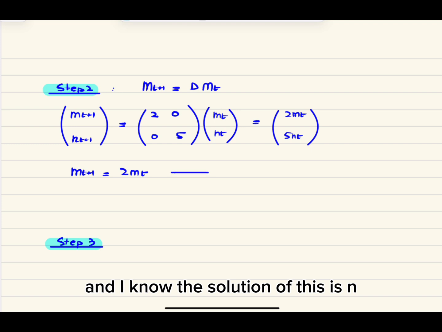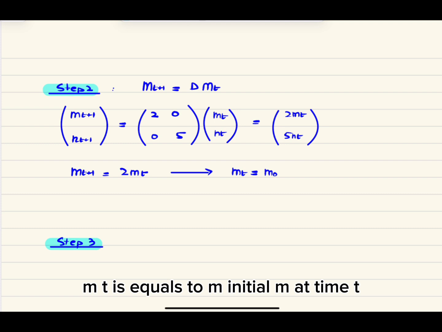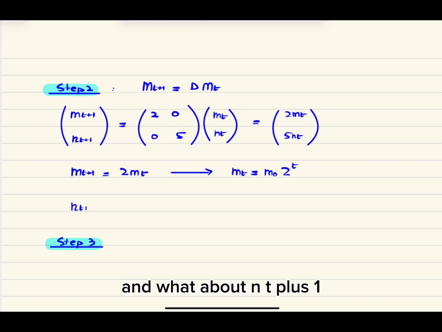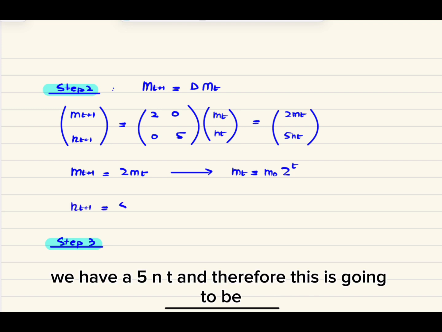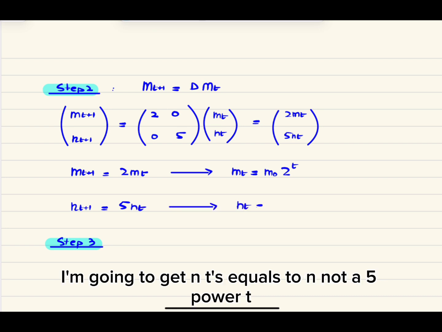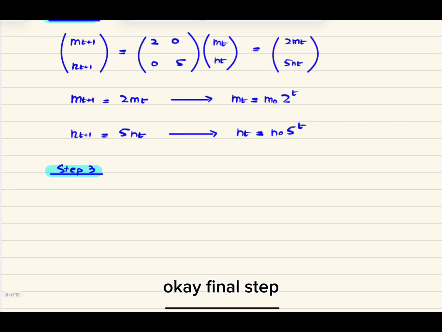and I know the solution of this is m_t equals m at time t equals 0, that is m naught, times 2 power t. And what about n(t+1)? We have 5n_t, and therefore I'm going to get n_t equals n naught 5 power t. Okay, final step.